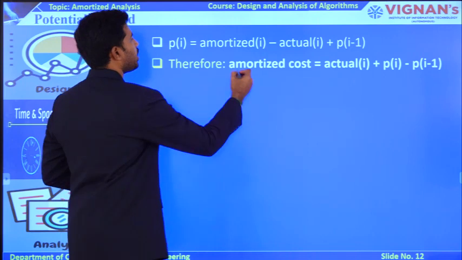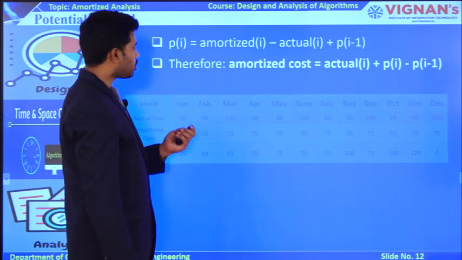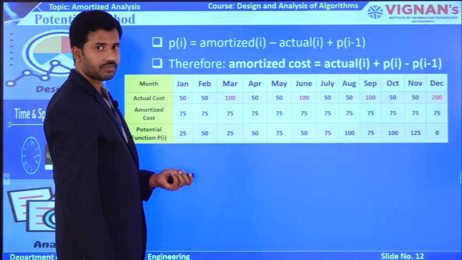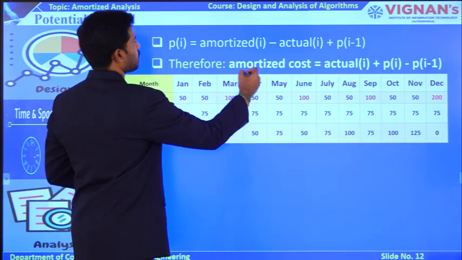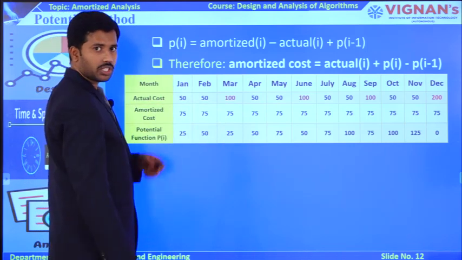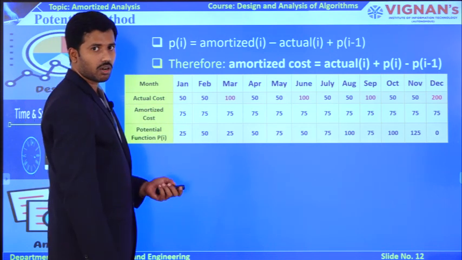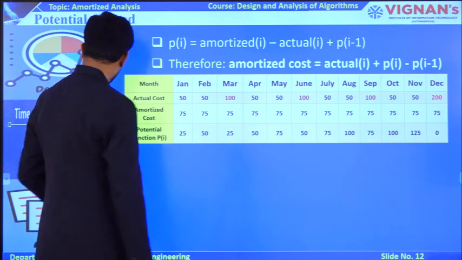Now your task is to find amortized cost based on the aggregate method table. So this is my aggregate method table, right? Now you try to apply amortized cost for every month to check whether for every month you are going to get the same amortized cost or not. Okay.